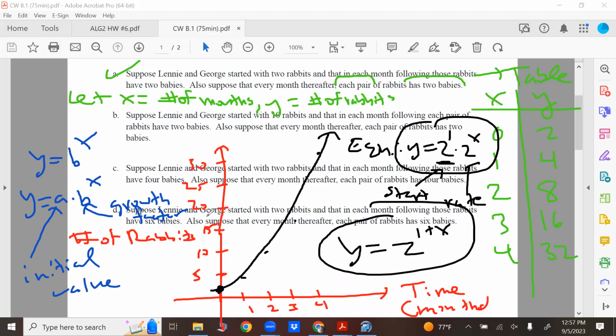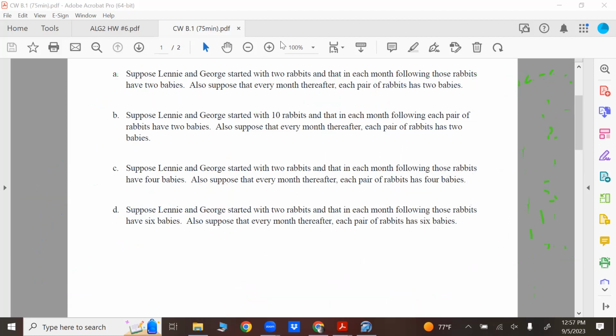Okay, let's try another one. I'm going to do the same thing: table, graph, equation. And then I'll have you guys try C and D. All right, so let's move on to B. Now, they started with 10 rabbits, okay? And every month, each pair has 2 babies, same as before, right? So let's do a table again.